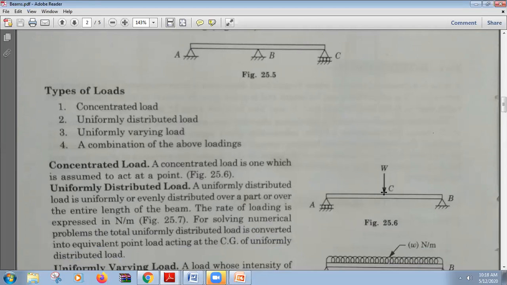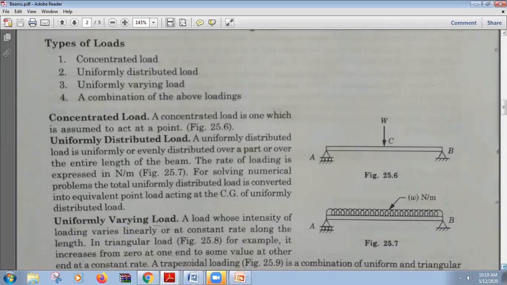Then uniformly distributed load. Uniformly distributed loads are the loads that are equally distributed over a span, over a length. The idea is that rather than acting on a single point, the whole weight is distributed uniformly so that it is transferred safely to the ground.